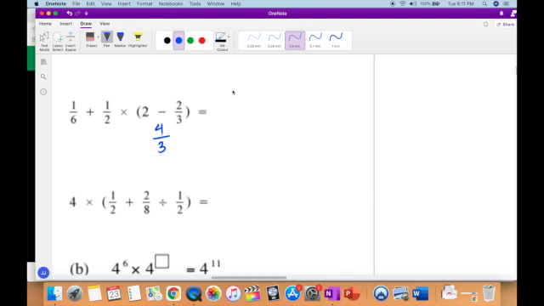So now the problem becomes 1 over 6 plus a half times 4 on 3. We worked out the brackets to get 4 on 3. Now we do the multiplication first. If it was division, we would do that first, because multiplication and division are the same thing. Remember BODMAS? It's really just 3 things you're looking for: brackets first, multiplication or division second, and addition and subtraction third.